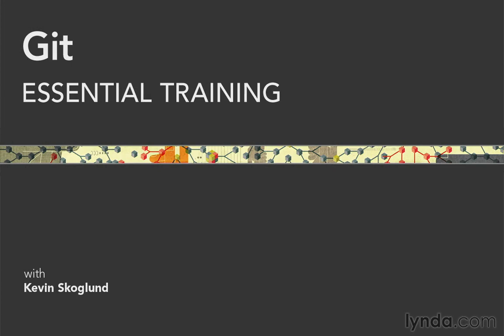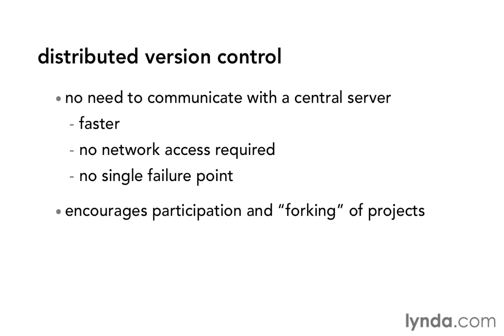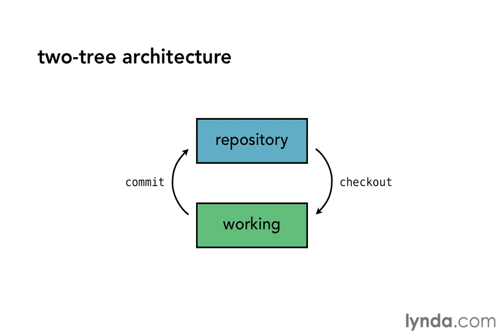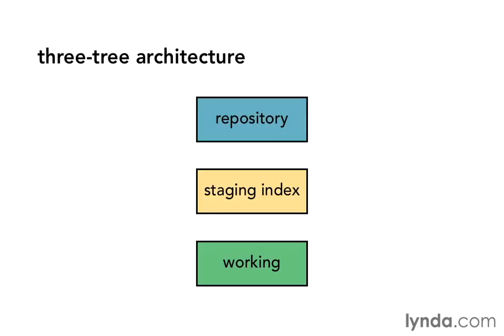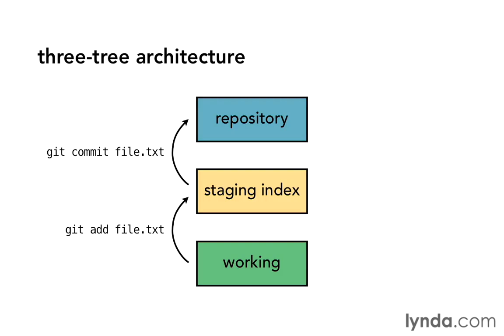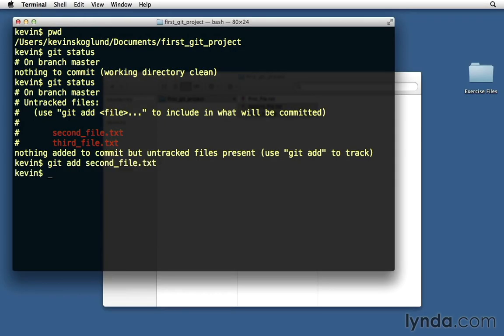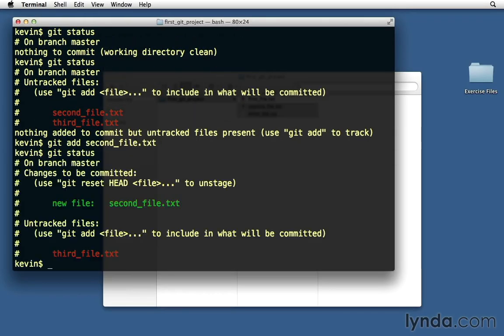In this course, we're going to learn how to use Git to manage files and source code. We will look at the fundamental concepts behind all version control systems, and then gain an understanding of the architecture that Git uses. We will use Git to track changes to files and source code, whether those changes are adding, editing, deleting, or moving files.